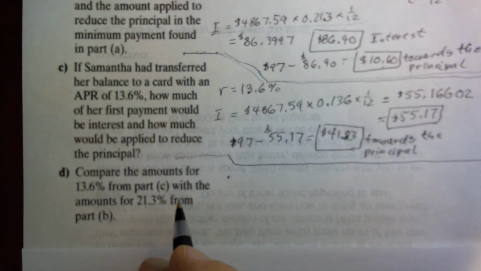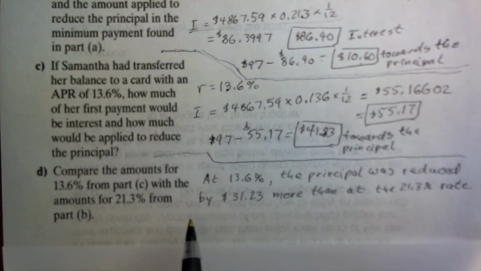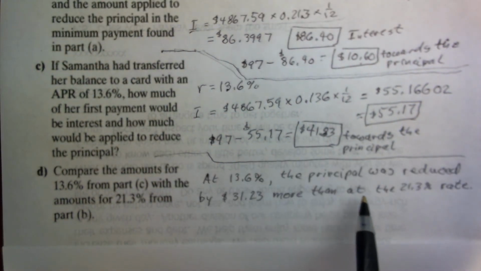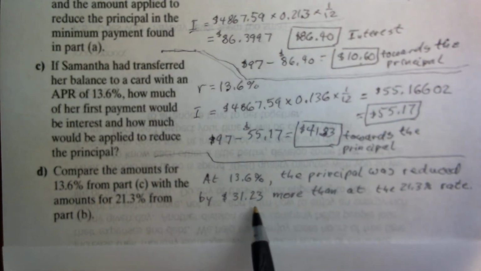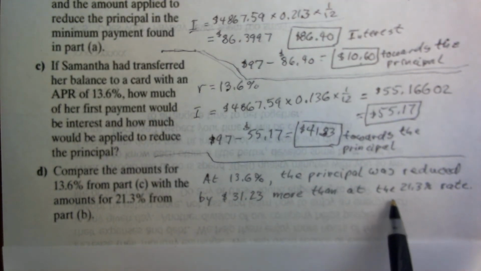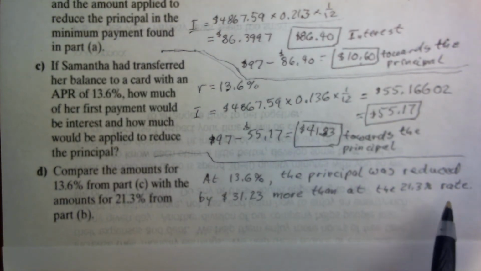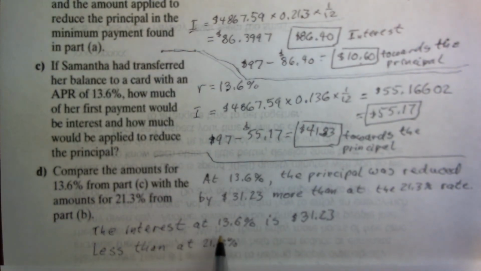In Part D, we are asked to compare the amounts for 13.6% from Part C with the amount for 21.3% from Part B. So the first thing we can say is that at 13.6%, the principal was reduced by $31.23 more than at the 21.3% interest rate. That's one part. And the interest at 13.6% is $31.23 less than at 21.3%.